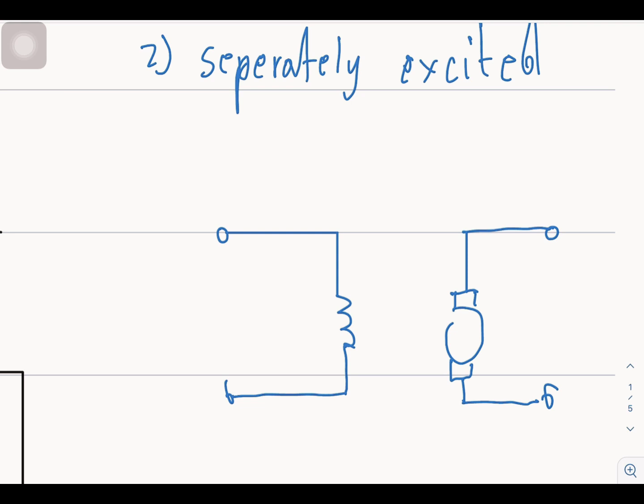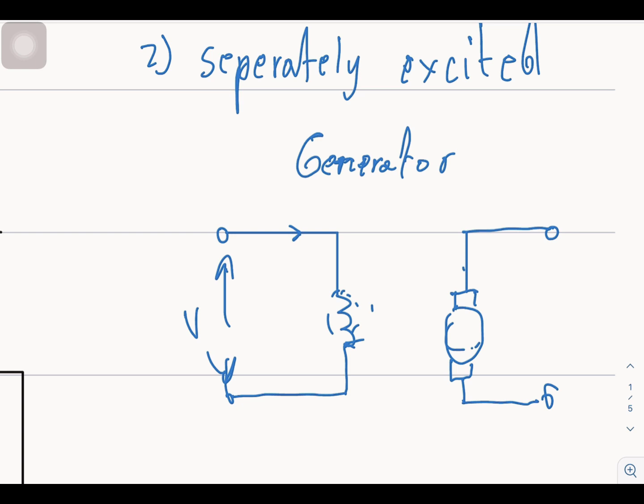For example, if this separately excited machine is a generator, we supply the field winding so that it has a magnetic field. Then the armature will start to generate voltage, but this voltage generated by the armature is not supplying the field winding, as in the case of self-excited.